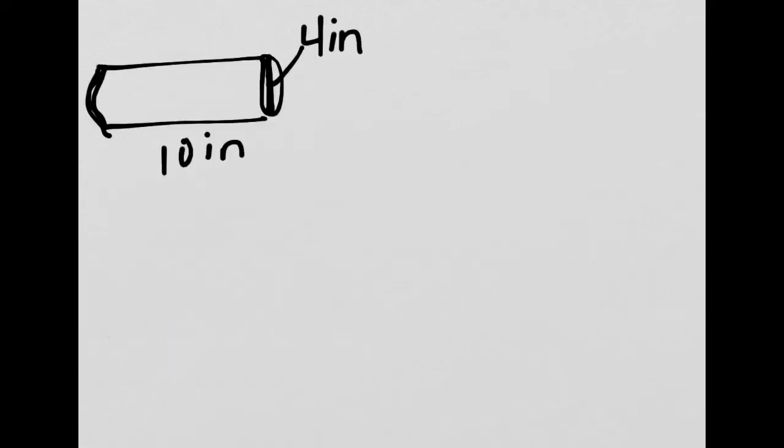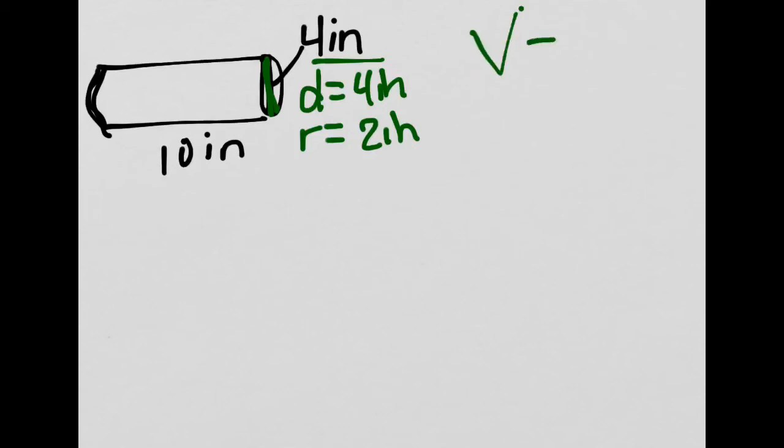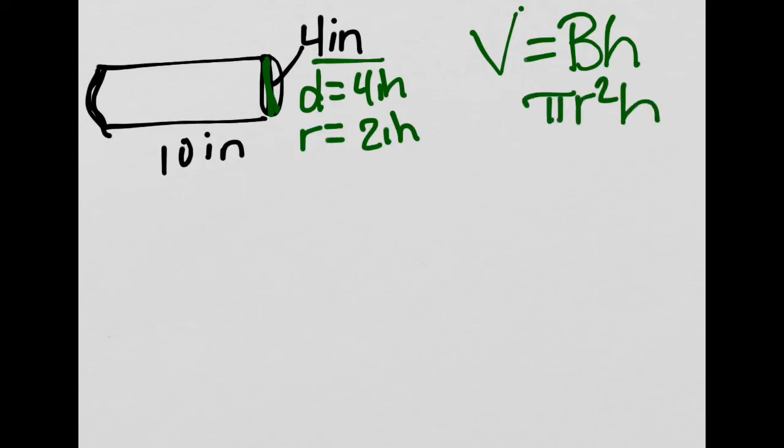All right, let's say that I have something like this. I have a cylinder, it's laying on its side. Remember, for a cylinder, your base is still always that circle. And it gives me 4 inches, but it gives me that as the full distance across. That means my diameter equals 4 inches. So I still have to divide by 2 in order to find the radius, because the radius is what I need for the volume of a cylinder. So base area times height, which is pi r squared times the height.